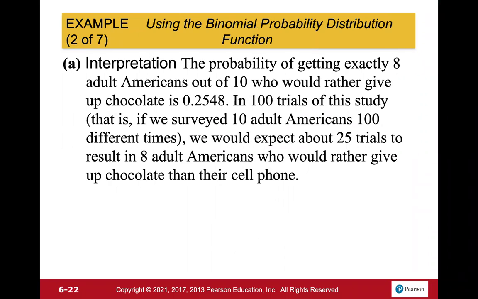So now the interpretation: the probability of getting exactly 8 adults out of the 10 who would rather give up chocolate is 0.2548. So therefore, in 100 trials of the study, so the study would be them asking 10 people whether or not they would rather give up their chocolate than their cell phone, and 8 out of those 10 people would answer yes. So out of 100 of those trials, that is if they surveyed 10 adult Americans 100 different times, we would expect about 25 trials to result in 8 adult Americans who would rather give up chocolate than their cell phones.